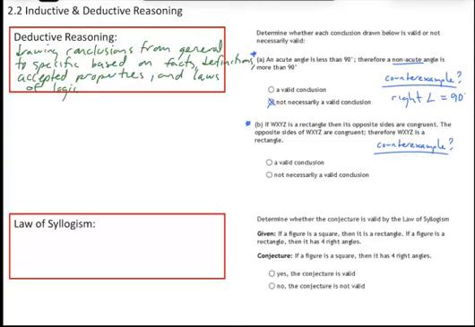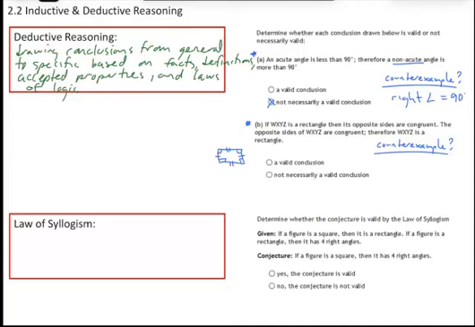Okay. So when we look for this statement, if WXYZ is a rectangle, then its opposite sides are congruent. If we look at what we have here, a rectangle, opposite sides are congruent. So that's the given, and that's a property of rectangles. The next part says, the opposite sides of WXYZ are congruent, therefore it is a rectangle.